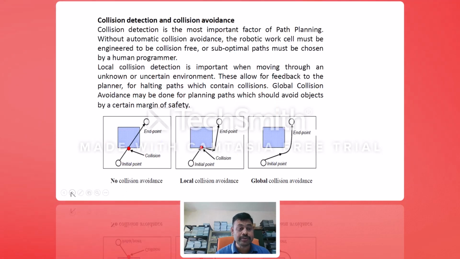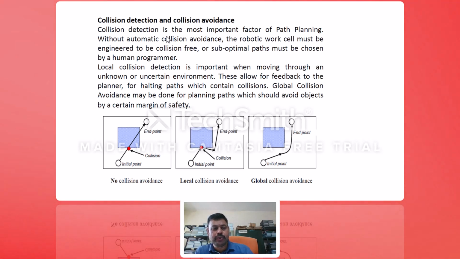Next time, we go straight to collision detection and avoidance in a robotic system, and how it is done. This is the last topic of the unit: collision detection and collision avoidance. Collision detection is the most important factor of path planning. Without automatic collision avoidance, the robotic workcell must be engineered to be collision free, or a suboptimal path must be chosen by the human programmer. Either we do it automatically, or we do it through human robot programming. We have to control it.